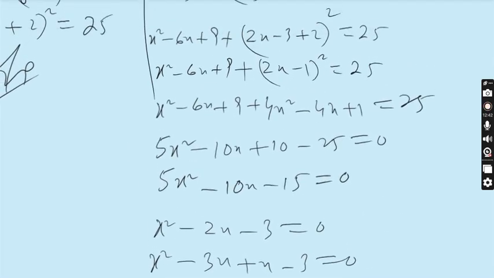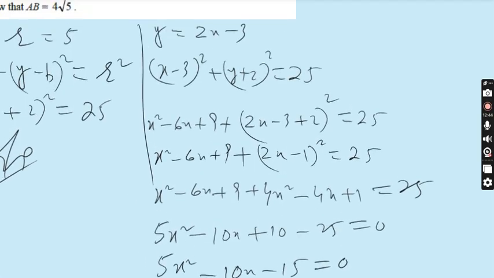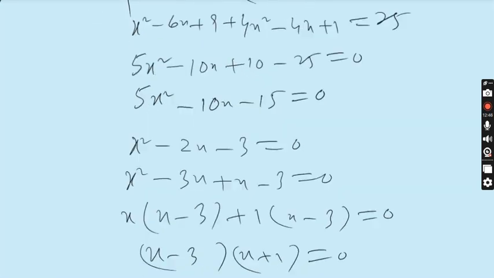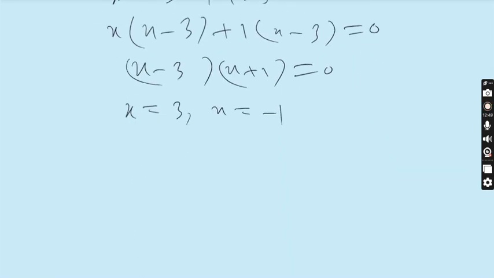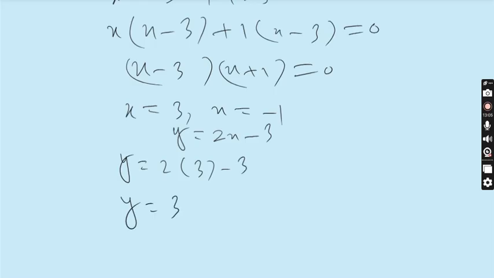Put these values of x in the equation of the straight line y = 2x - 3. So y = 2x - 3, y is 2 times 3 minus 3. 2 times 3 is 6, minus 3 is 3. So the first point of intersection is (3, 3).